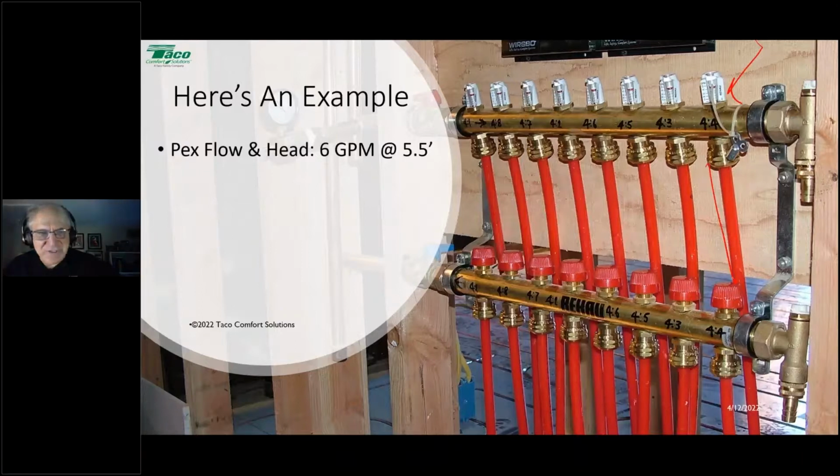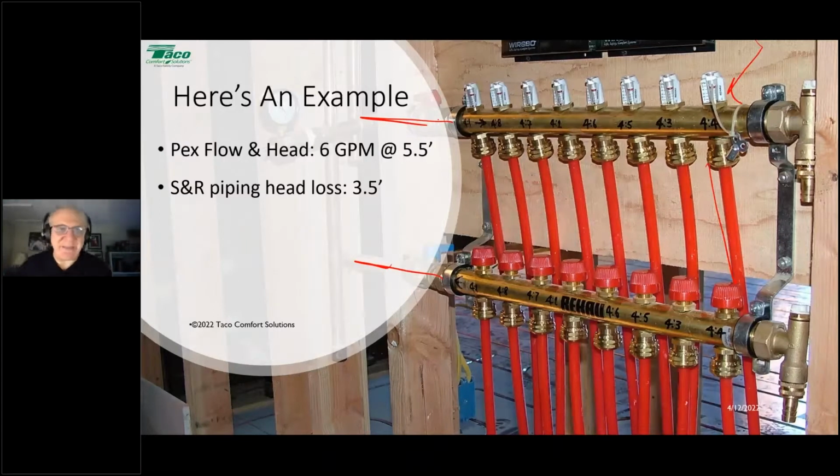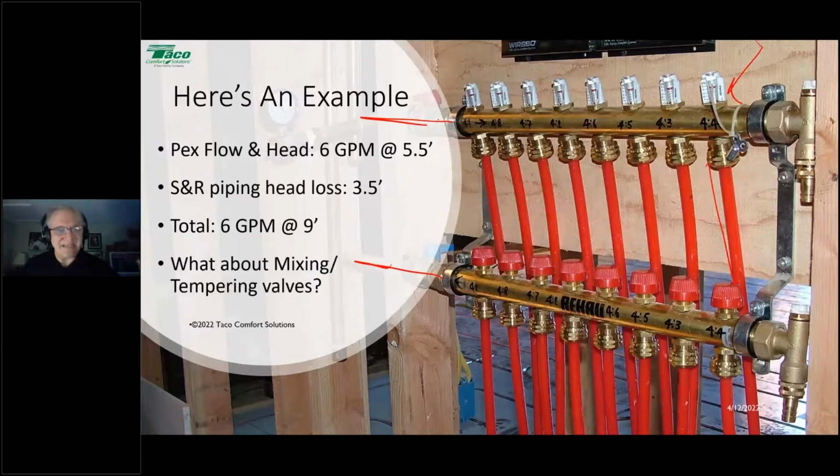I have to also take into account my supply and return piping, copper pipe supply and return. Let's math that out, and let's say that's an additional 3.5 feet of head. So I've got 5.5 feet of head through the PEX, 3.5 feet of head through the copper supply and return piping. That's 9 feet of head. So I could use a circulator that does 6 gallons a minute and 9 feet of head. That sounds great, right? But I have to take into account the pressure loss through the thermostatic non-electric mixing valve. And what would that be?